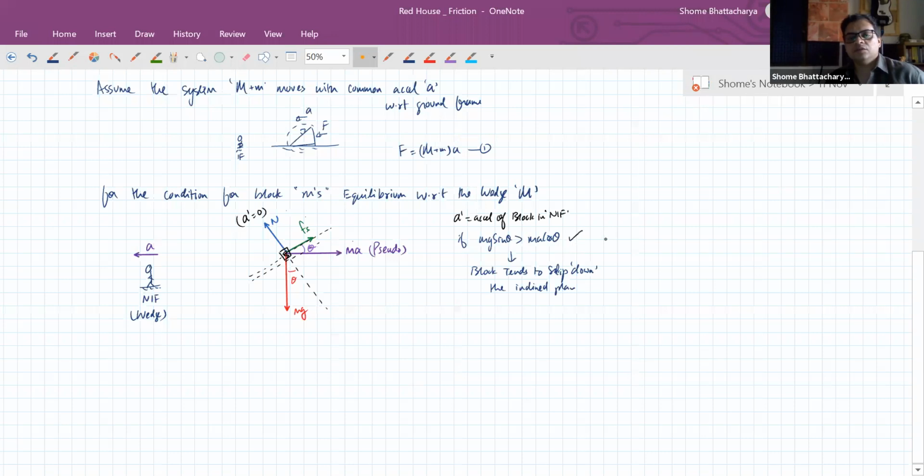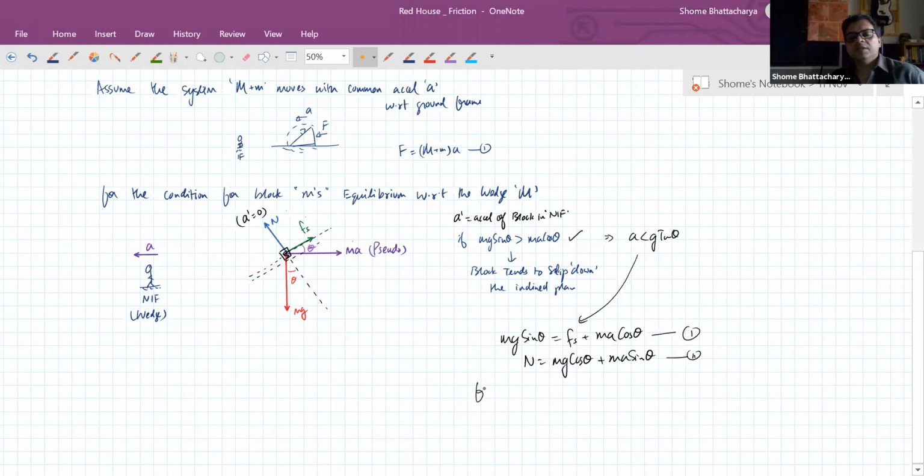greater than this, or in other words A is less than g tan theta, the condition for equilibrium is this: mg sin theta is balanced by the sum of static friction plus the pseudo force's cos component. And normal reaction is mg cos theta, sorry, plus ma sin theta. So we have these two equations.